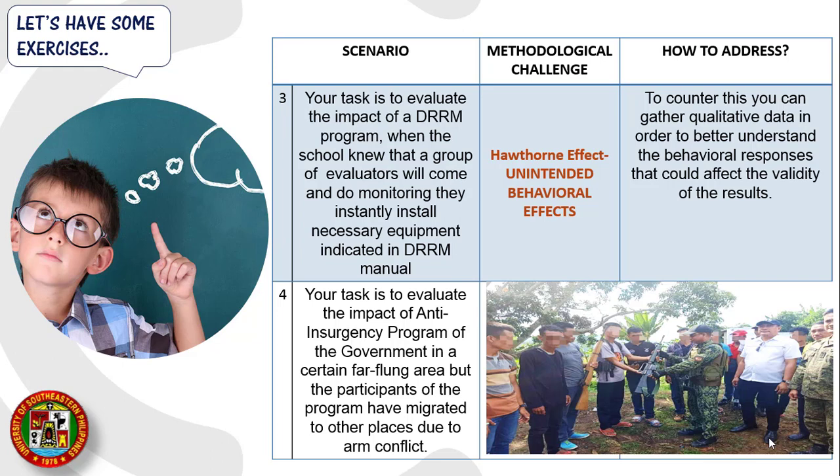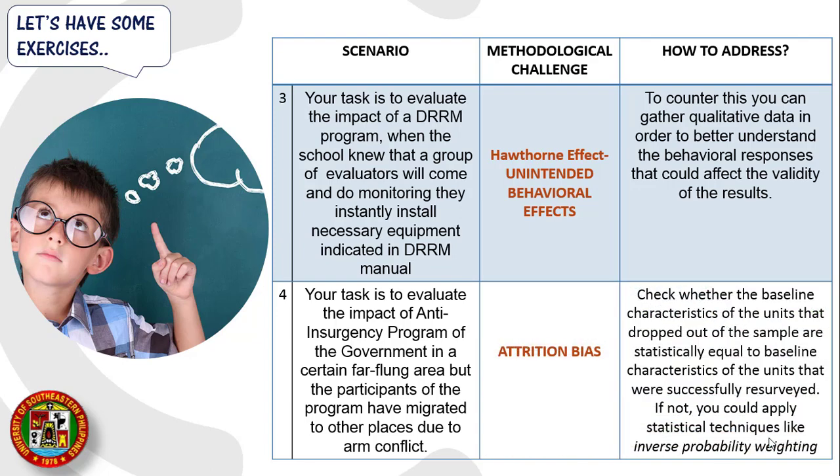The last scenario: your task is to evaluate the impact of the anti-insurgency program of the government in a certain far-flung area, but the participants of the program have migrated to other places due to armed conflict. What do you think is the challenge? So the challenge is under the attrition bias.